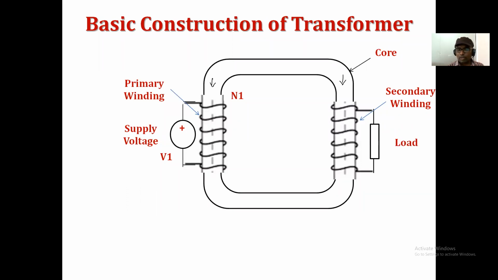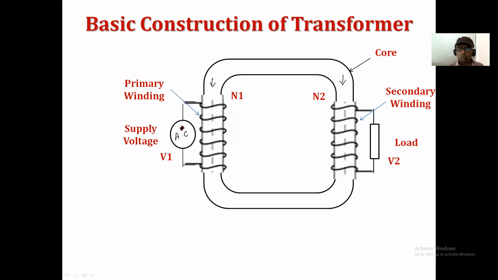Get it my point? And here we say that the voltage generated across this load, we call it V2, and the number of turns of the secondary winding, we call it N2. Now you just assume that here we are connecting the AC voltage to the primary winding.